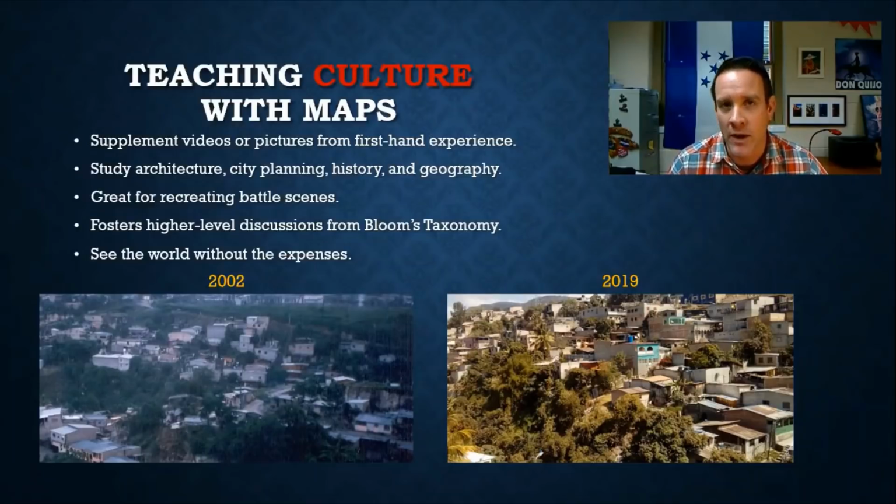Maps is also a great way to recreate battle scenes. Whenever I teach La Batalla de Puebla, Cinco de Mayo, I always pull up the map, and we draw the French lines and the Mexican lines using the smartboard and recreate the battle scene. This gets us into the upper levels of Bloom's taxonomy, which in foreign language, a lot of times we're on the lower levels because we're learning the language. But whenever we learn about history and culture, we can get into those upper levels.